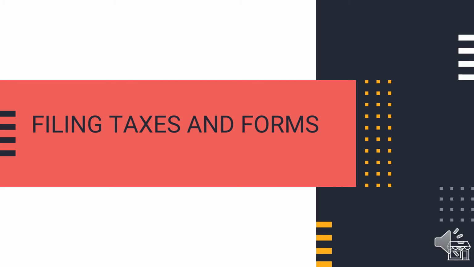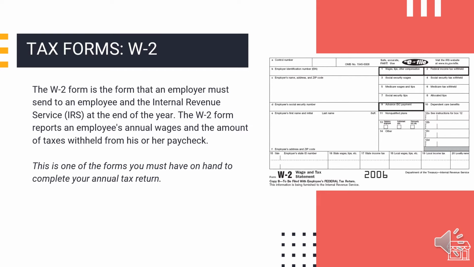Filing taxes and forms. Tax forms, the W-2. The W-2 form is the form that an employer must send to an employee and the Internal Revenue Service, the IRS, at the end of the year. The W-2 form reports an employee's annual wages and the amount of taxes withheld from his or her paycheck. As you can see on the right hand side of the screen, this is a sample of what a W-2 form would look like. This is one of the forms that you must have on hand to complete your annual tax return.